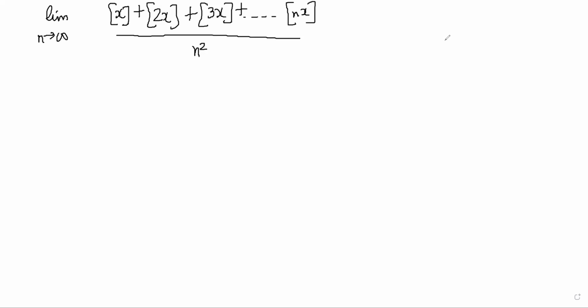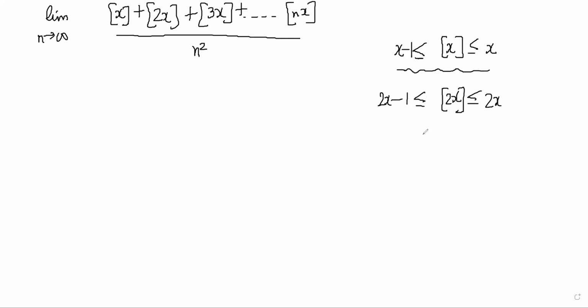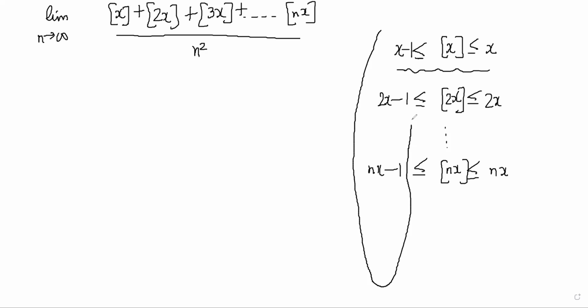I know that the greatest integer of x will always be less than or equal to x, and it will be greater than x minus 1. This is always satisfied. So the greatest integer of 2x will be less than or equal to 2x and greater than 2x minus 1, and so on till nx, which will be less than or equal to nx and greater than nx minus 1. So instead of the numerator, if I construct functions like this and functions like this, I can add all of these.